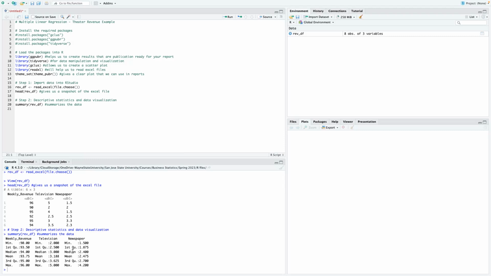statistics. So when we look at the weekly revenue, you could see that the mean is around 93.75, which basically, remember, this is in thousands. So which basically means $93,750, right? And then the median is 94, which is basically $94,000.